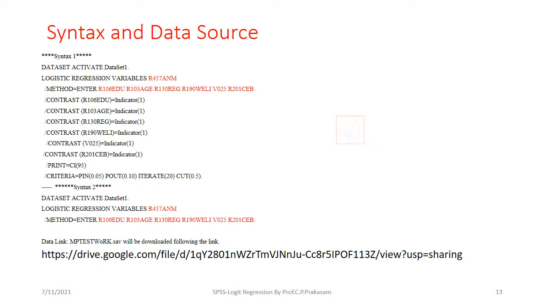But in syntax 2 down below, we have not given any reference category. If the researcher does not give any reference category, then instead of assuming the first one, the last one will be considered as the reference category for comparison purposes. These two are the important ones. For the data source, you can get it from Google Drive, and then use the above syntaxes and see the results for your practical purposes.